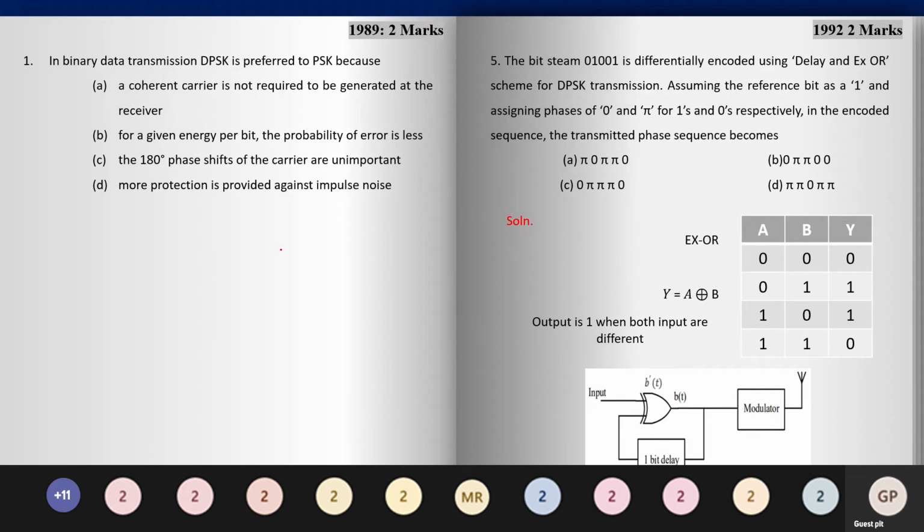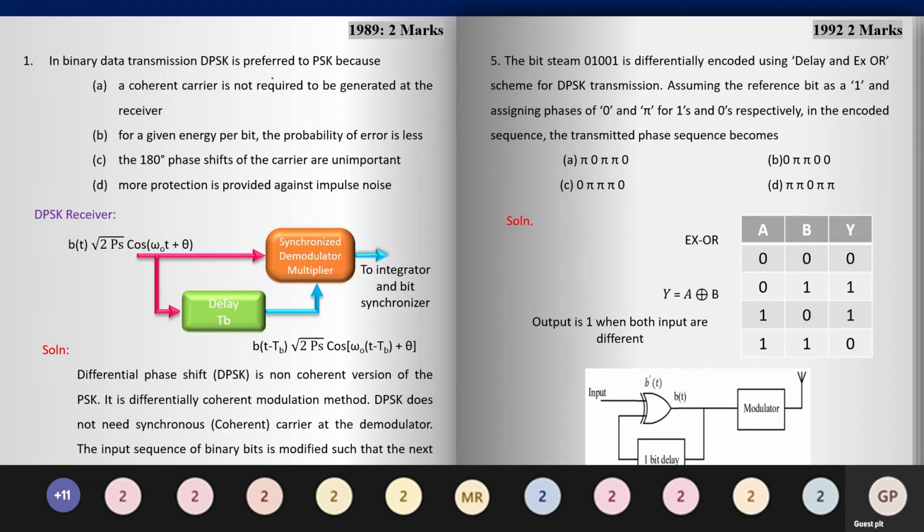So first, the 2-mark problem, in 1989 they have asked: in binary data transmission, DPSK is preferred to PSK. So when compared to BPSK, we moved to DPSK. Why? They have given 4 options. A, a coherent carrier is not required. Yes, obviously the first option itself is the correct answer.